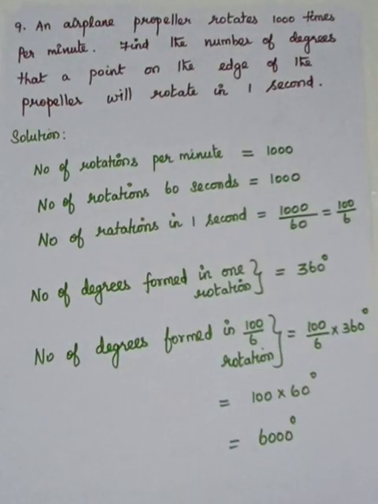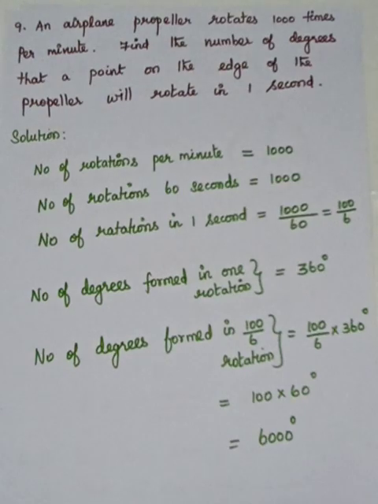Okay, so we will come to problem number 9. You see that an airplane propeller rotates 1000 times per minute. Find the number of degrees that a point on the edge of the propeller will rotate in 1 second. So see that it is given per minute how much rotation is given. Now what do you have to find? What is the number of degrees made in 1 second?